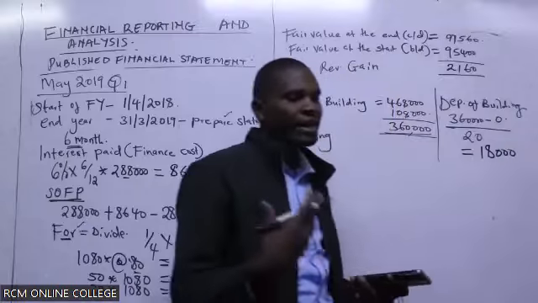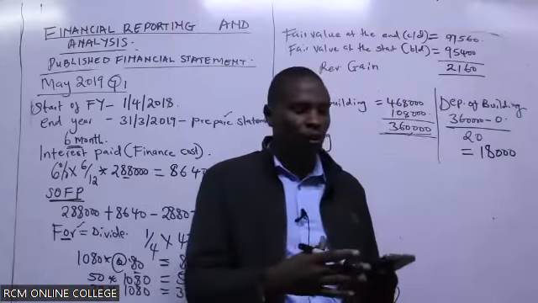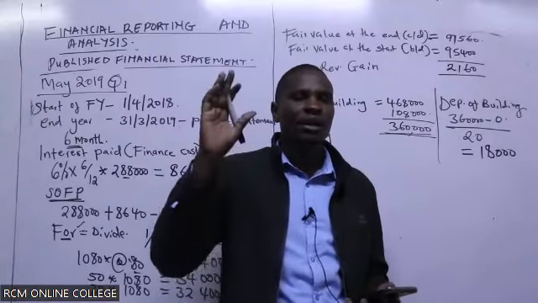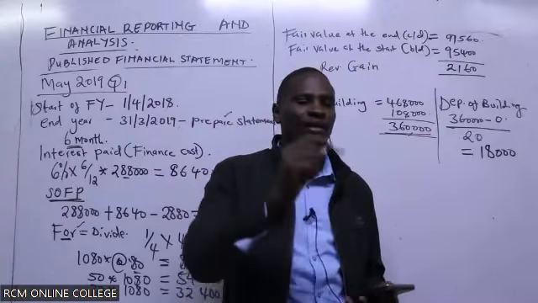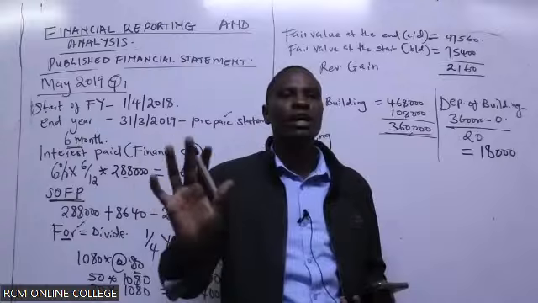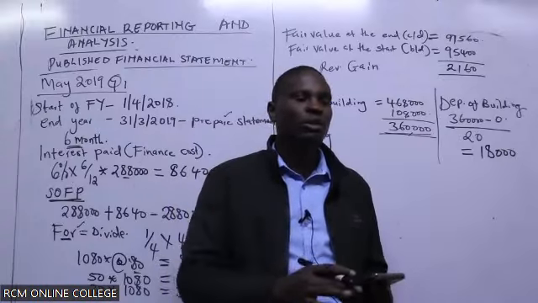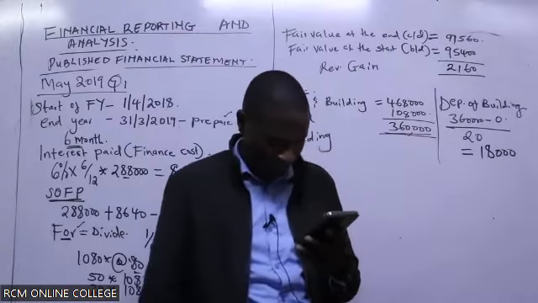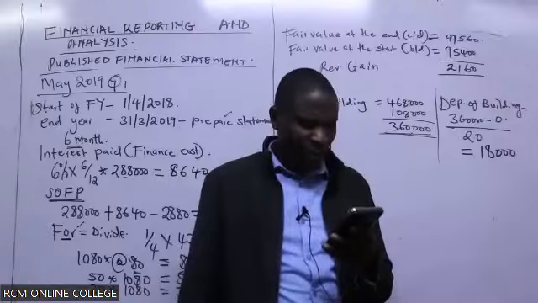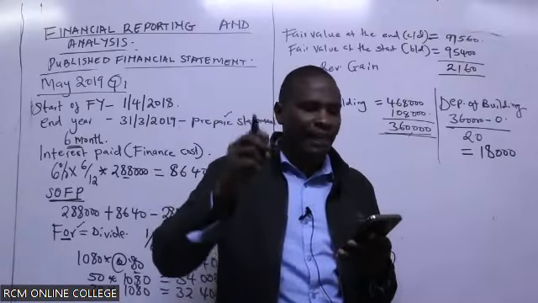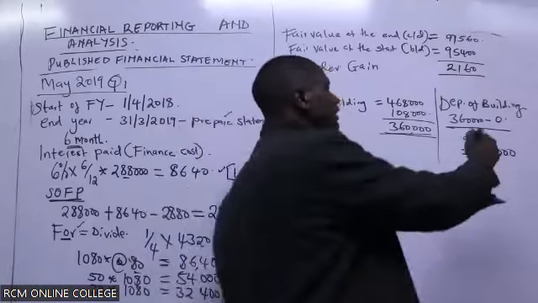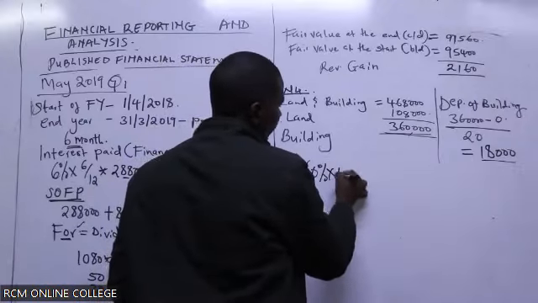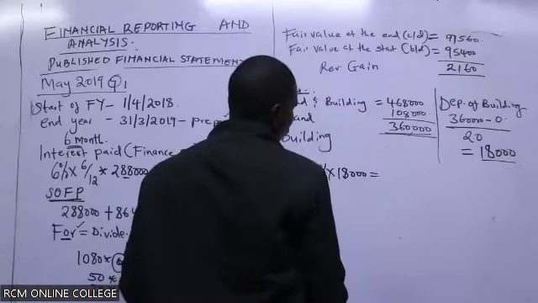Sasa tunataka tuone, 18,000 tumeambiwa tupeleke wapi? Remember, when preparing this published statement, there's nowhere you can have an express written depreciation. Hakuna. So depreciation, let's check and see what the examiner is really trying to tell us about depreciation. Anatuambia namna hii, depreciation on building is charged 60% on cost of sale. So 60% of this will go to cost of sale. So 60% of 18,000, hiyo itaenda kwa cost of sale.